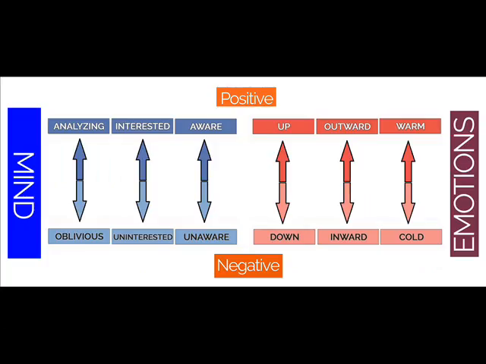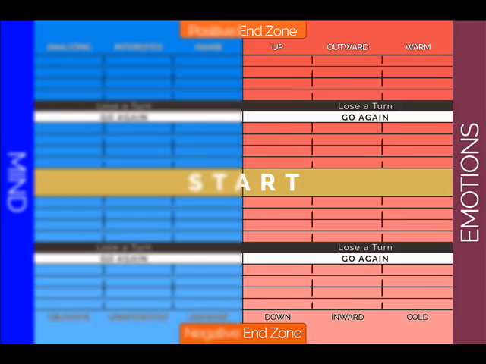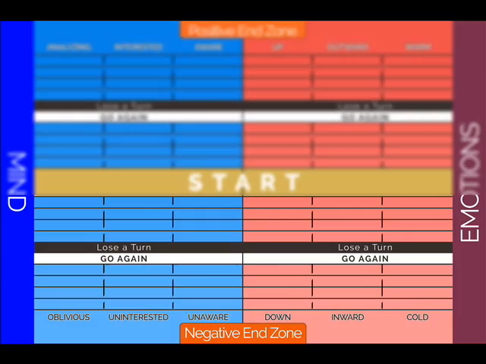The game is based on the idea that we all have positive and negative states of mind and positive and negative emotional states. The playing board has 3 columns with mind states on the left and 3 columns of emotional states on the right. The positive states are on the top, and the negative states are on the bottom.